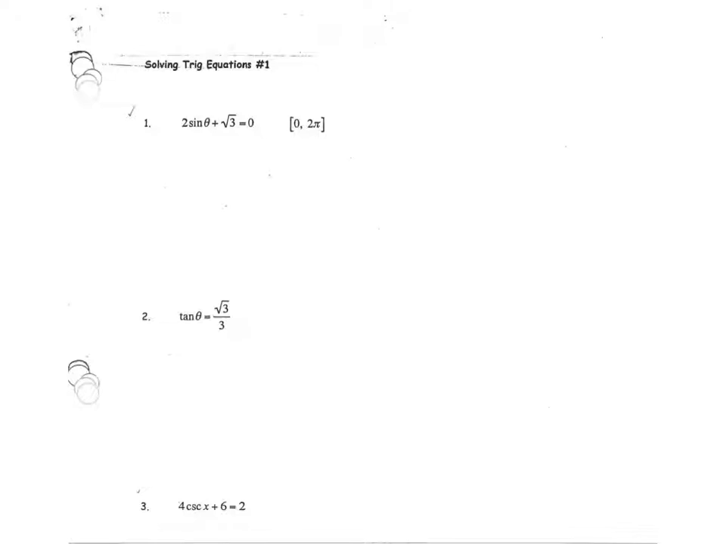There's really two main types of problems. One where you're given a range where your answers need to be between, and one where you're not given them. So let's take a look at a few examples here.